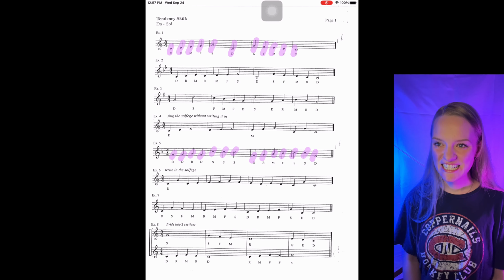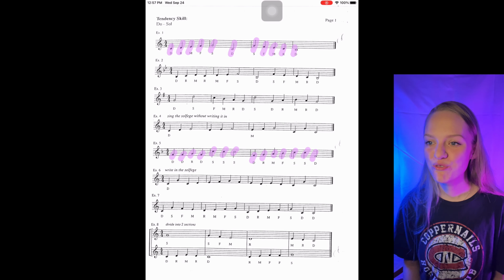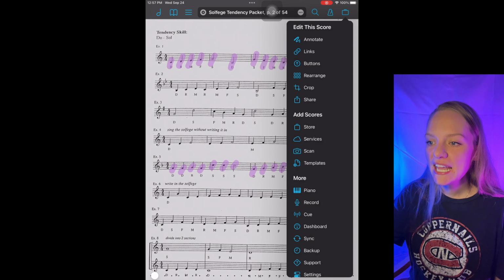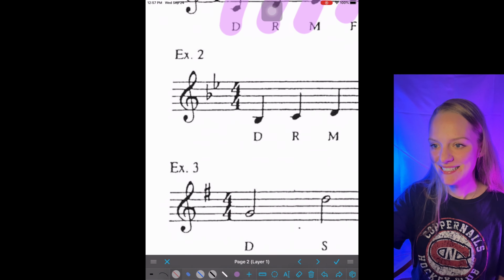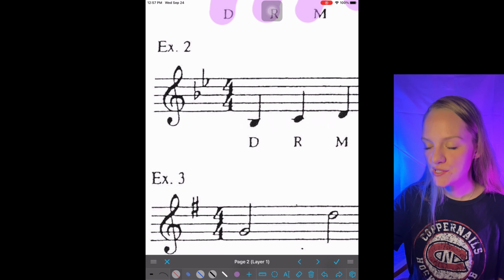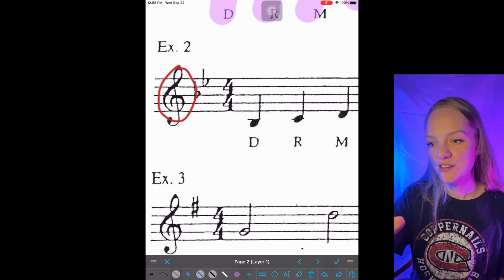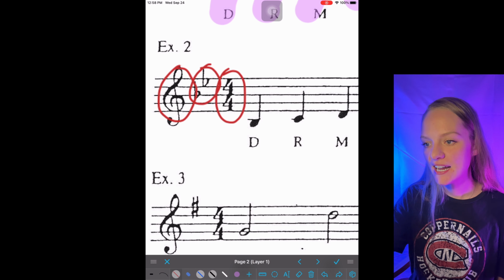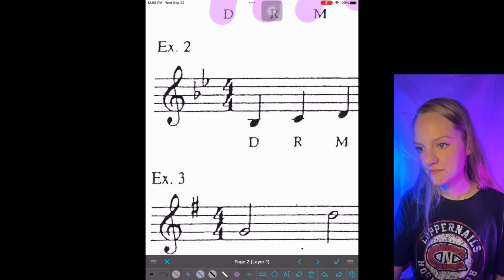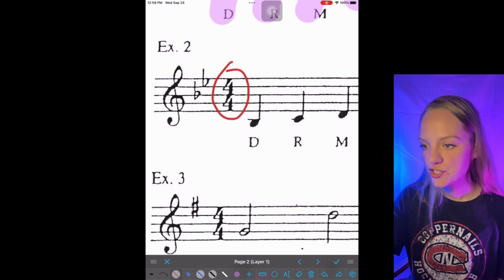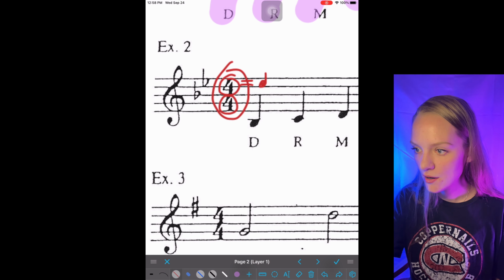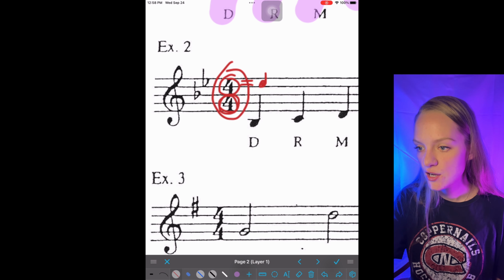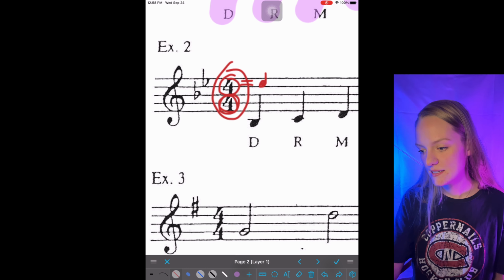So here's the tendency skills pack that we were looking at before. And we are going to count the rhythms in this packet before we sing the exercise. So in exercise 2 here, I see a treble clef, I see a key signature, and I see a time signature. In my time signature, I see that there is a 4 on top and a 4 on bottom, which tells me that there are going to be 4 beats per measure, and the quarter note is going to get the beat, okay?